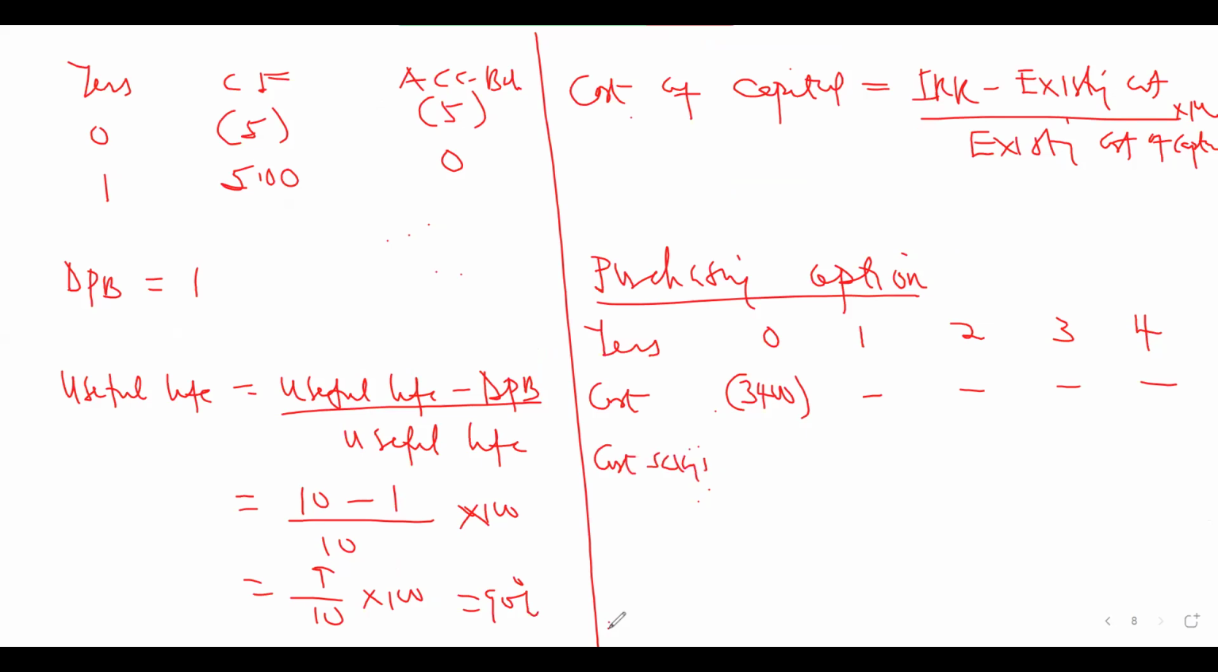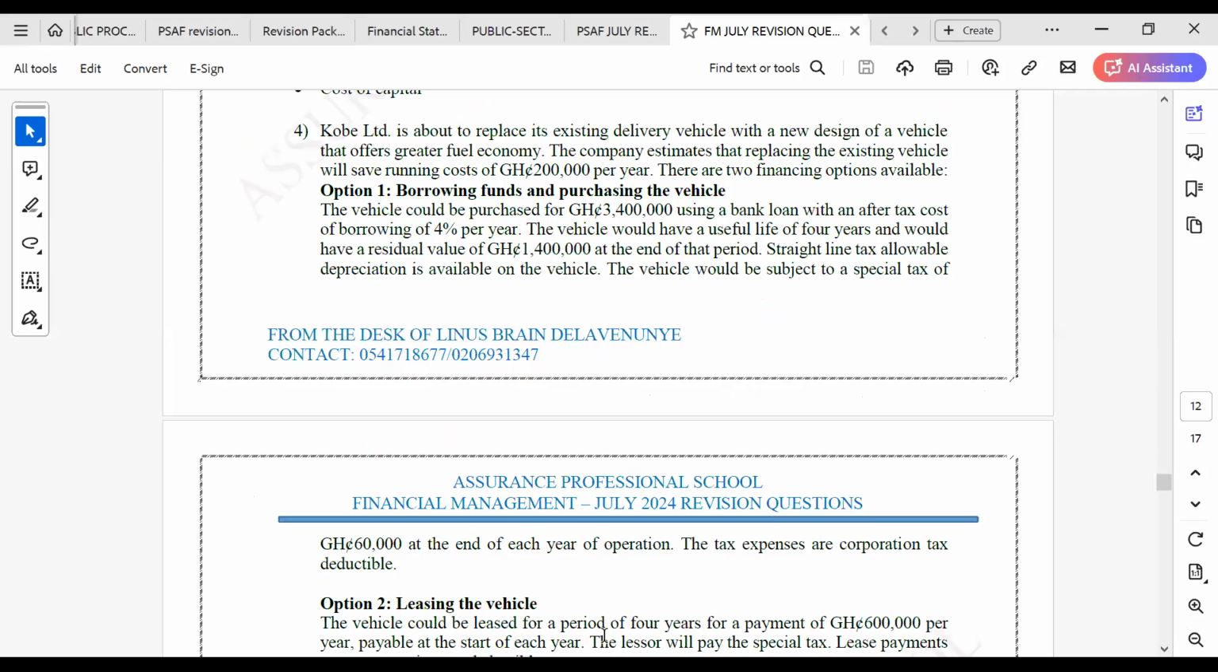Okay, so the core savings will be year one dash. So we have 200 here, 200 here, 200 here, 200 here. Is that correct? Okay. So we have 200, 200, 200, 200. Let's go to the capital allowance.